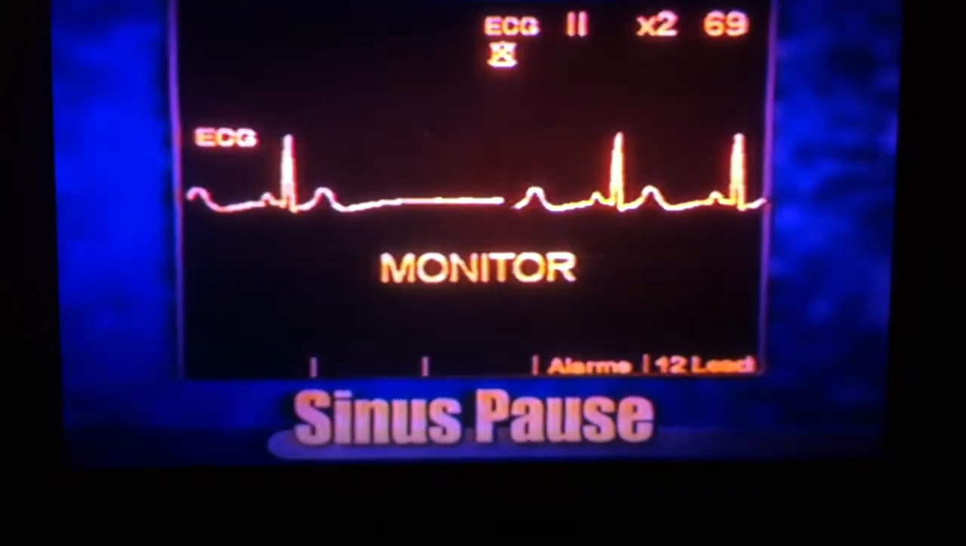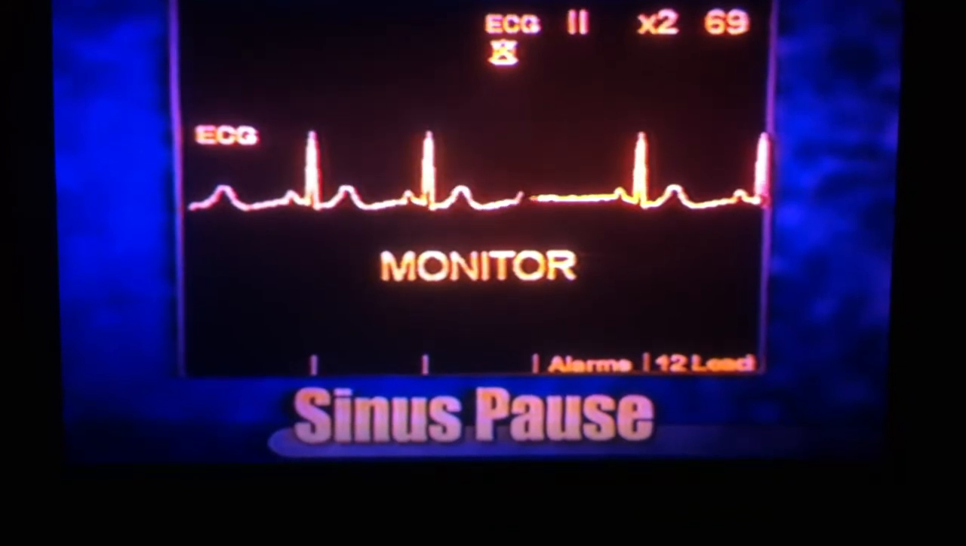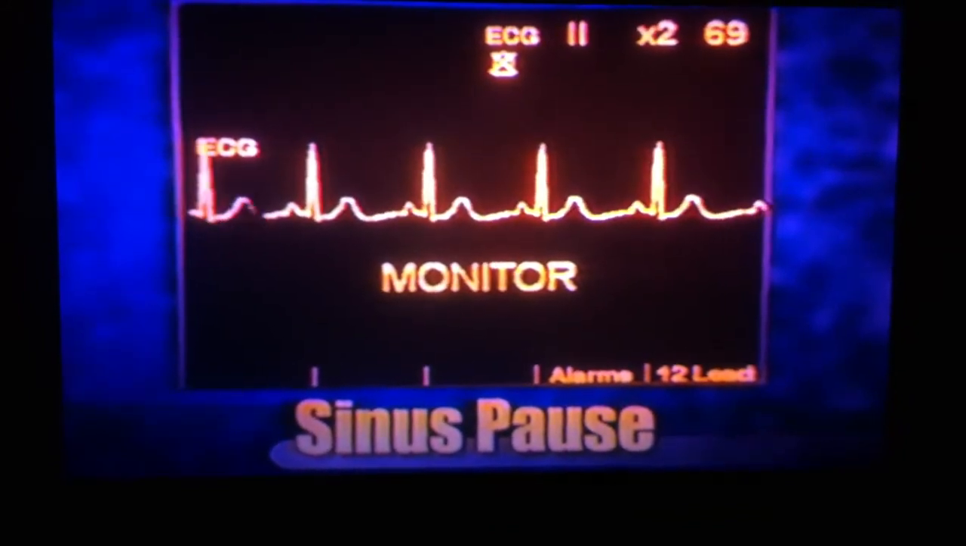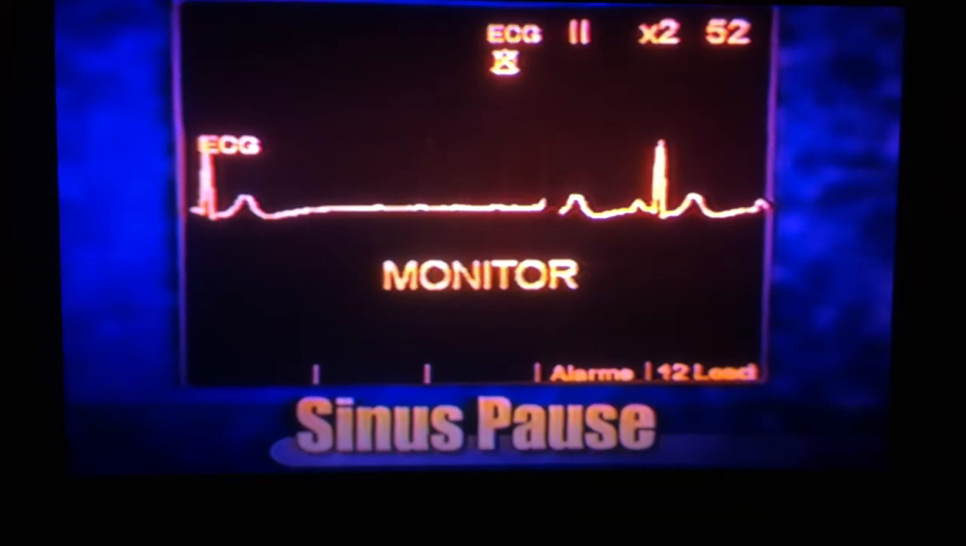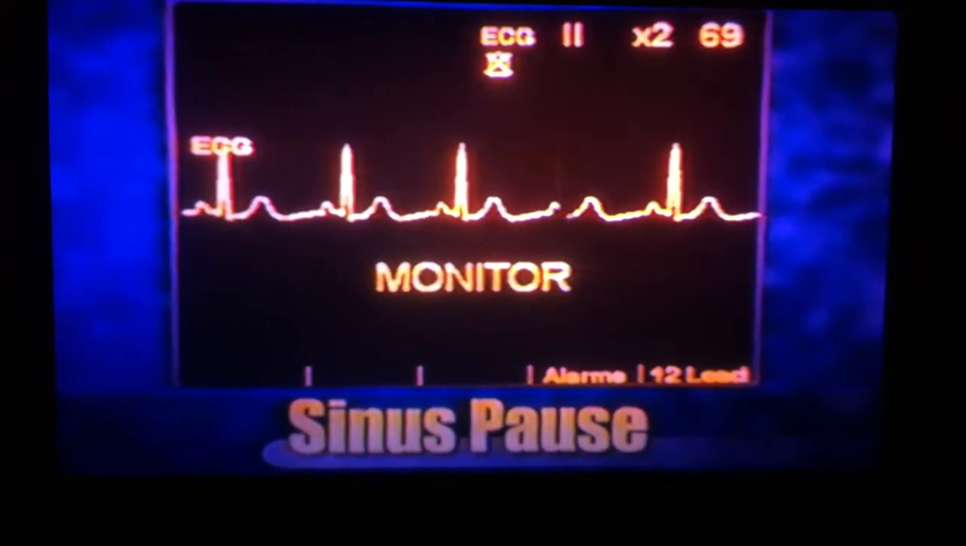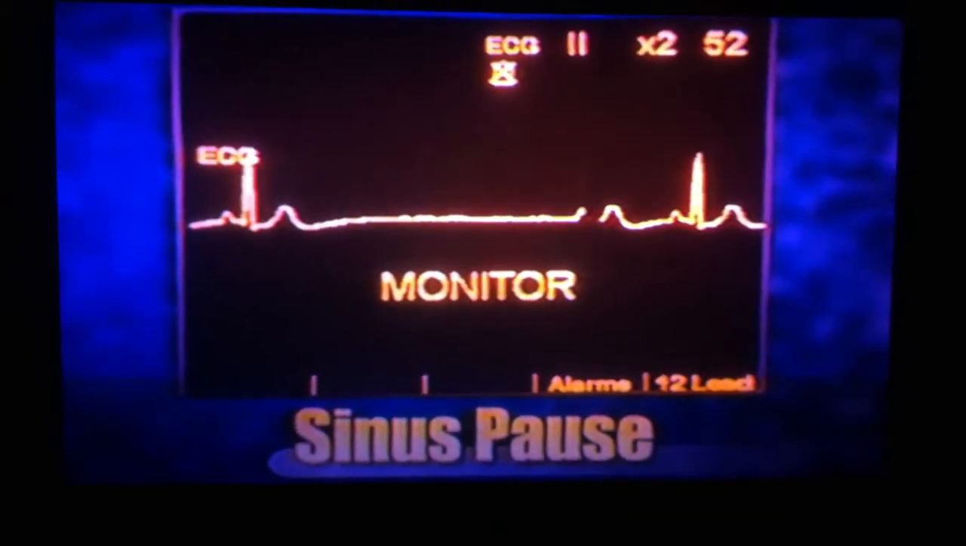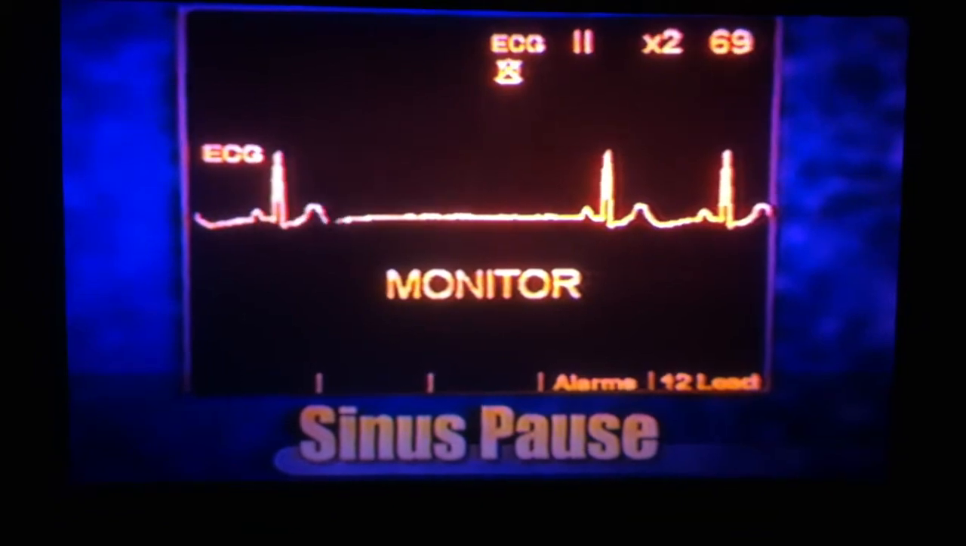Sinus pause, sometimes called sinus arrest, occurs when the sinus node stops firing. A sinus pause will be noted on the ECG when an extra long isoelectric line is seen between the T wave of the complex and the P wave of the next complex. A sinus pause can last from 1 to many seconds in duration.